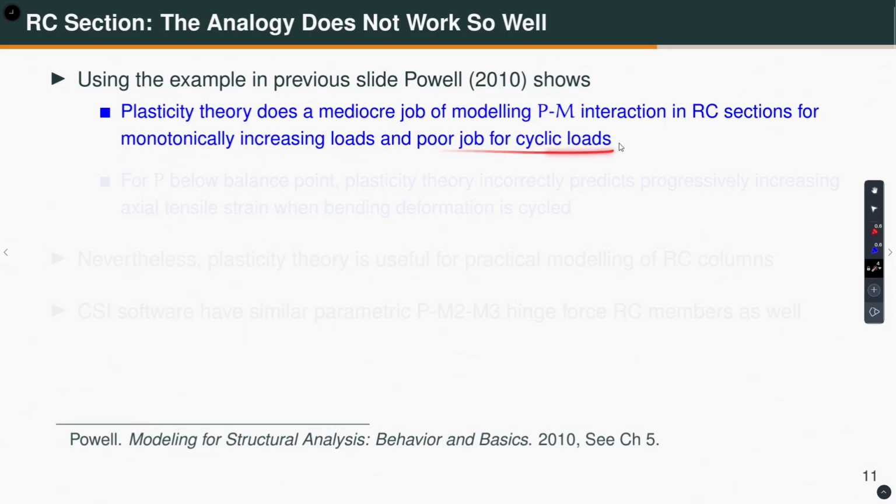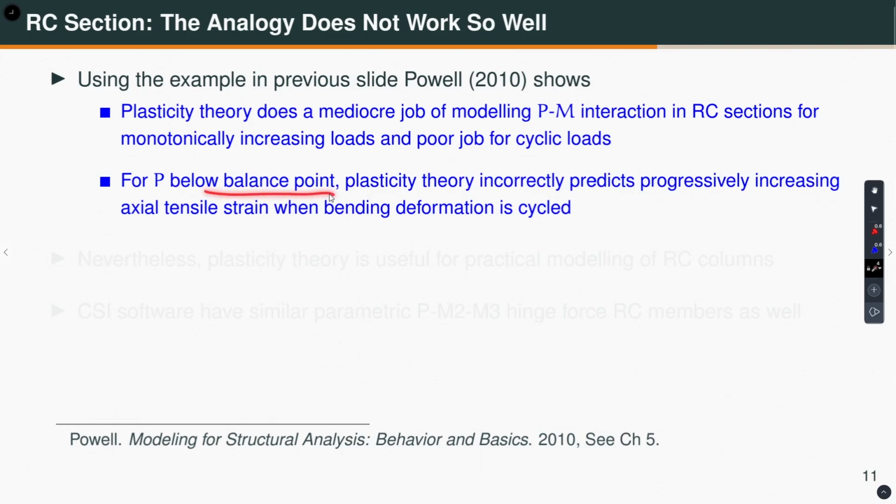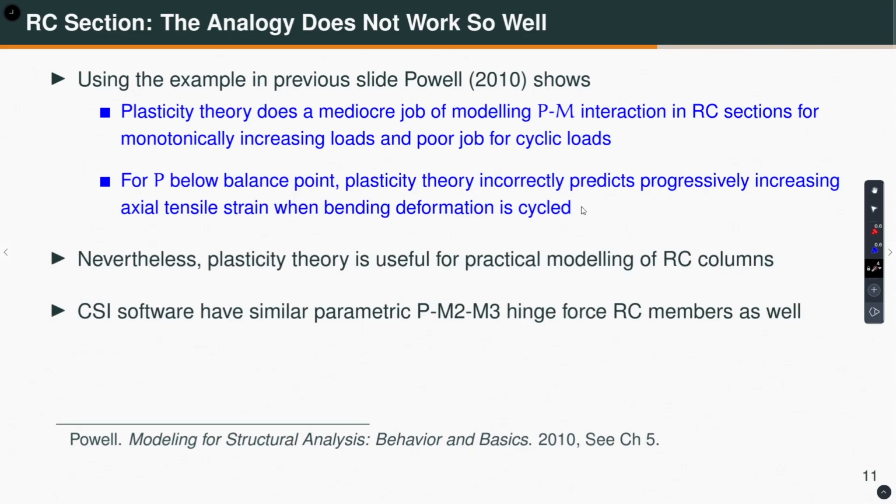The major problem, like I mentioned, is that for P below the balance point, the plasticity theory incorrectly predicts progressively increasing axial tensile strain. That means your column is growing in length when the load is small, below the balance point, okay, when bending deformation is cycled. So, this is the problem with the plasticity theory applied to a reinforced concrete section. Does that mean that the plasticity theory is not useful for RC section? Well, it is useful. Okay.